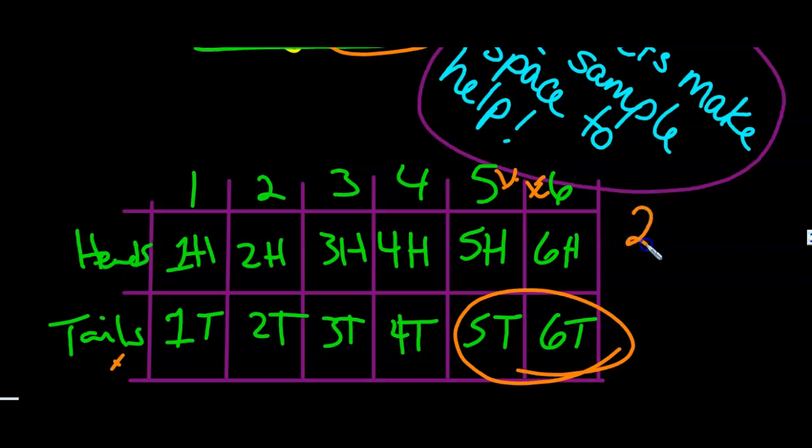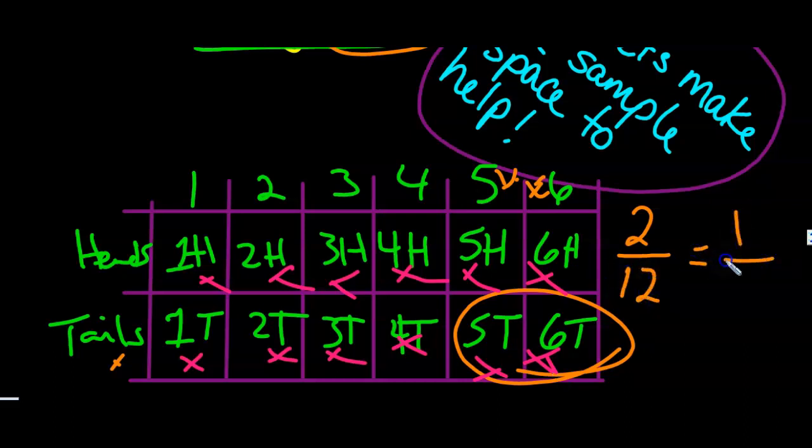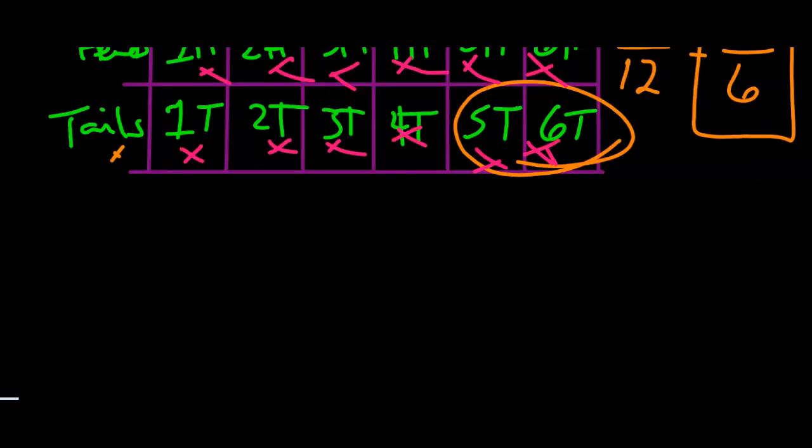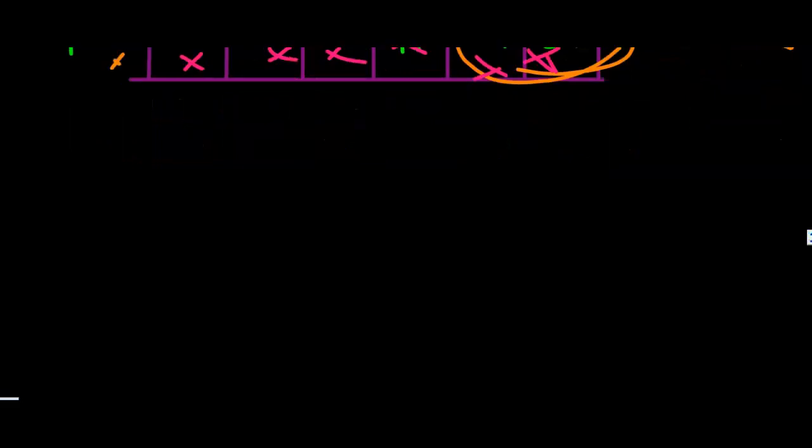So we get 2 out of how many total? Again, that's where that sample space comes in. We got 2, 4, 6, 8, 10, and 12 total possibilities. So our probability is 2/12 or 1/6. Which means 1 out of every 6 times, theoretically, I should get a number greater than 4 and tails. Let's do another one.